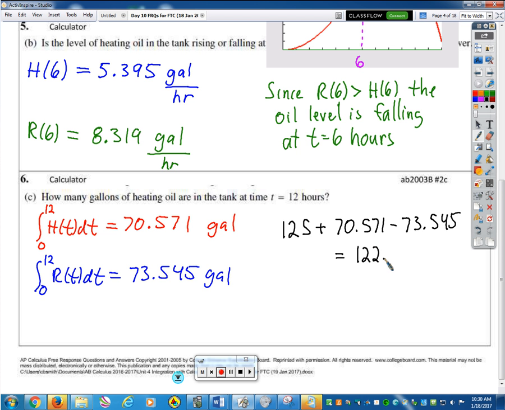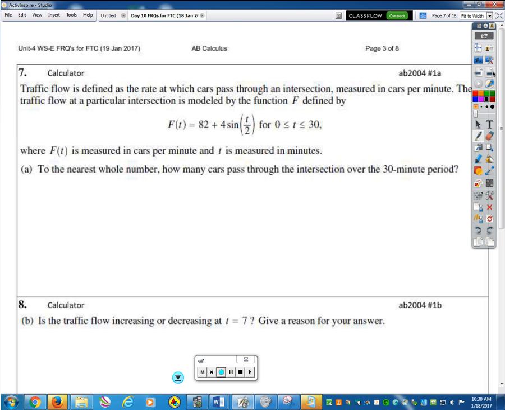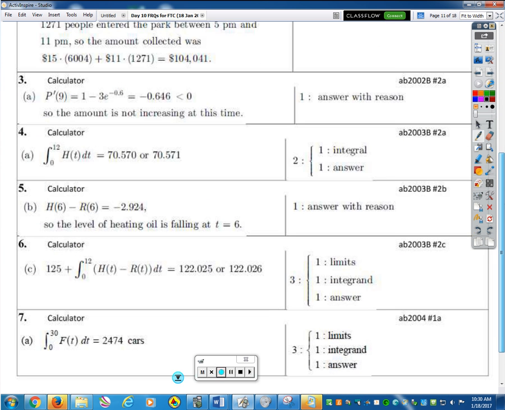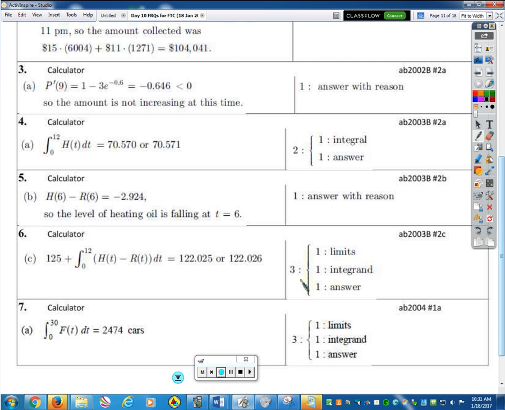I want to make sure I get units. So what are the units here? Gallons in this case, because I'm finding the level of the oil. Okay, so we look at the scoring guide for that problem. Nice, 3 points. So in my test, that would have been 9 points.